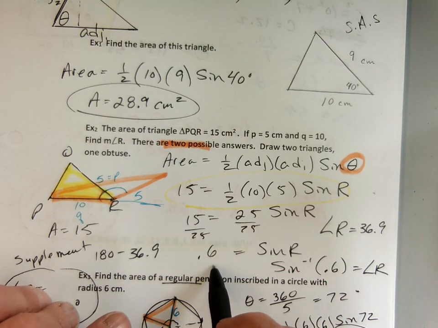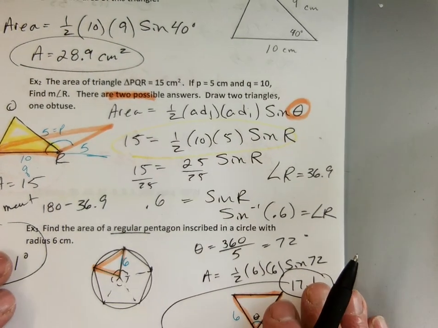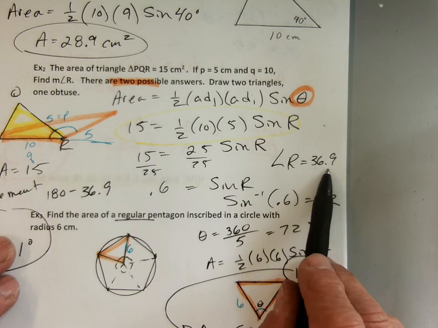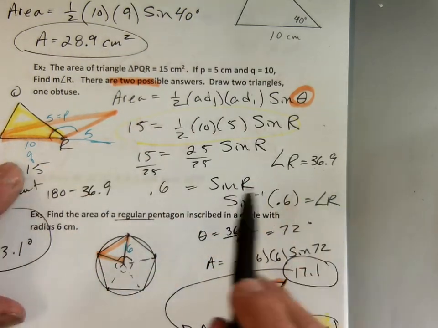I get 0.6. If I want to find the angle, I must use the inverse button. So I went sine inverse 0.6. And I wound up getting about a 36.9 degree angle. So that's angle R, okay?